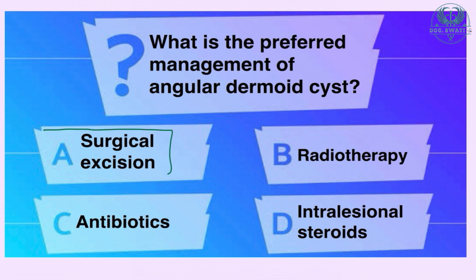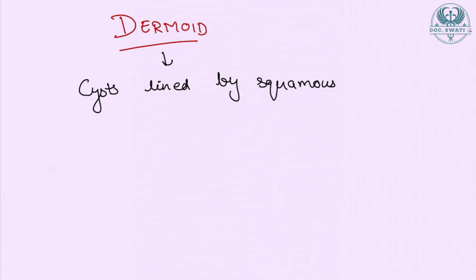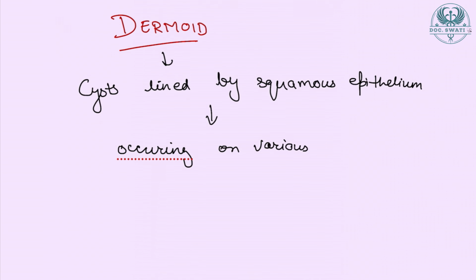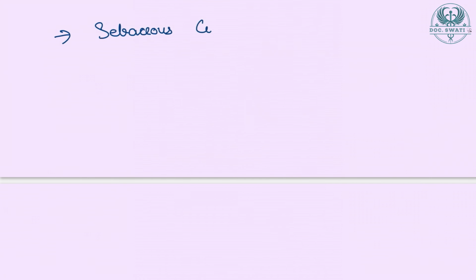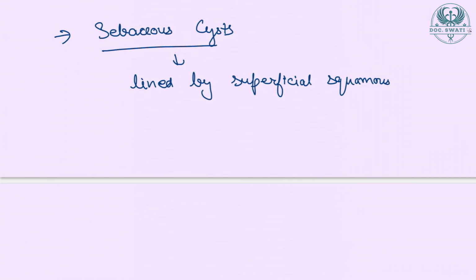Well, yes, option A, surgical excision is the correct option. Dermoid is a loose term given to cysts lined by squamous epithelium occurring in various parts of the body. Sebaceous cysts are lined by superficial squamous cells and should more accurately be called epidermoids.